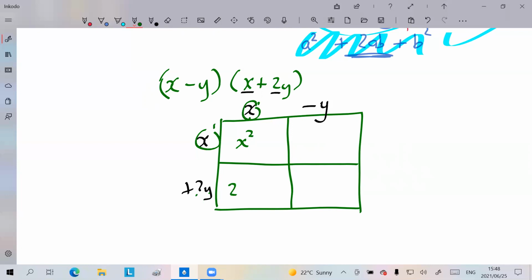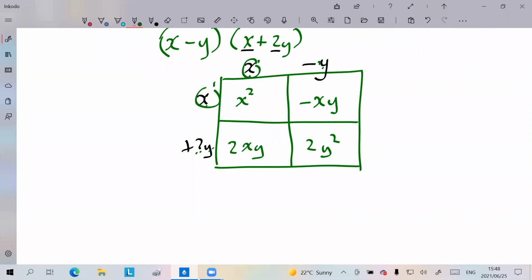Right, then x times 2y. Well, 1 times 2 is 2, x times y. X times minus y gives you minus xy. And y, 1 times 2 is 2, y times y is y squared. Right, now, everything in these blocks needs to be added together. But I only have one x squared, so I can't add it to anything. And I only have one 2y squared, so I can't add it to anything. So that's why the answer is just going to be x squared plus 2y squared.